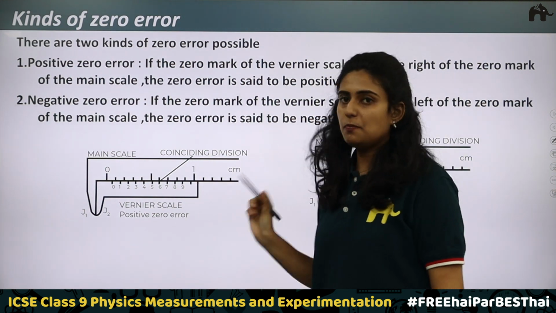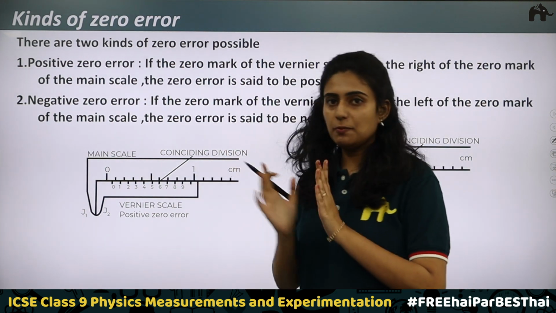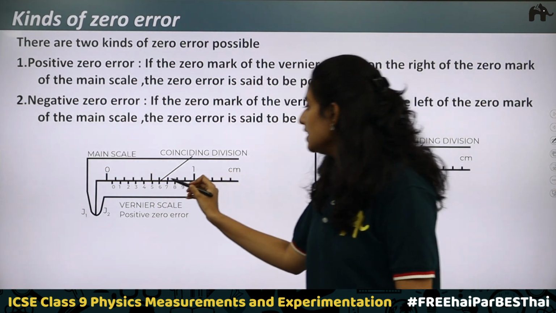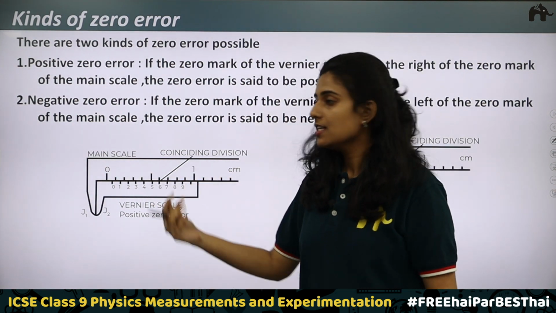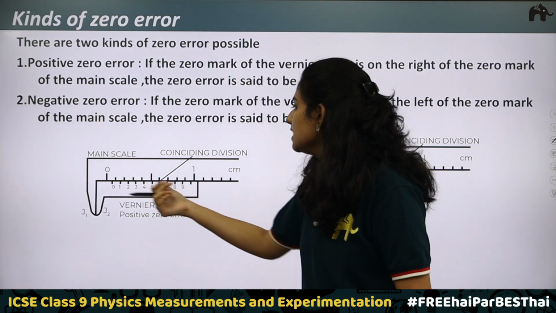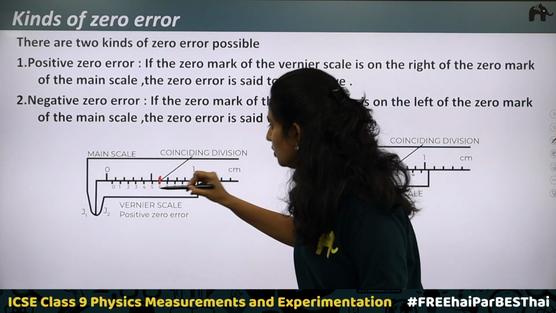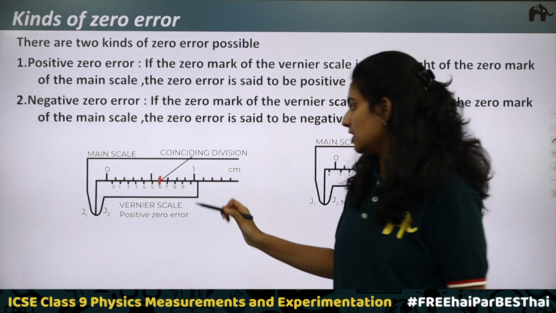Now, how to find the positive zero error? To calculate positive zero error, we have to find the coinciding value. You can see that the 6th division of the vernier scale is coinciding with the main scale. You can see a straight line here. So this is a coinciding division.